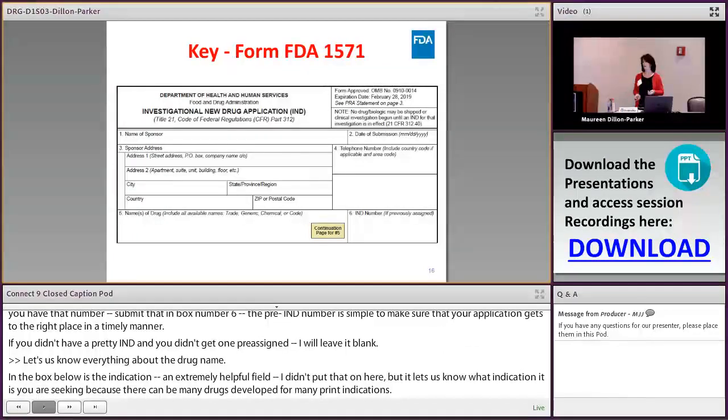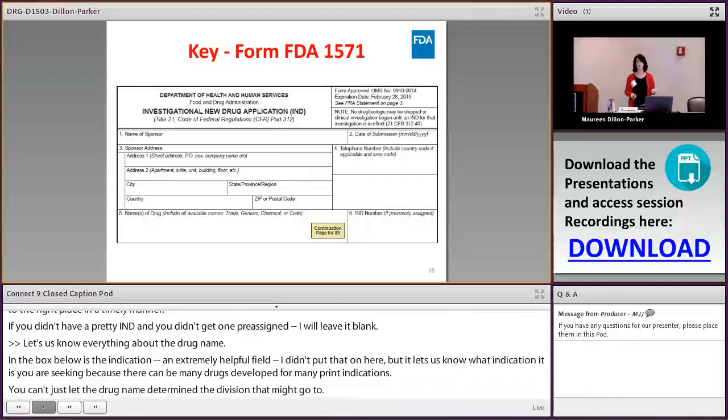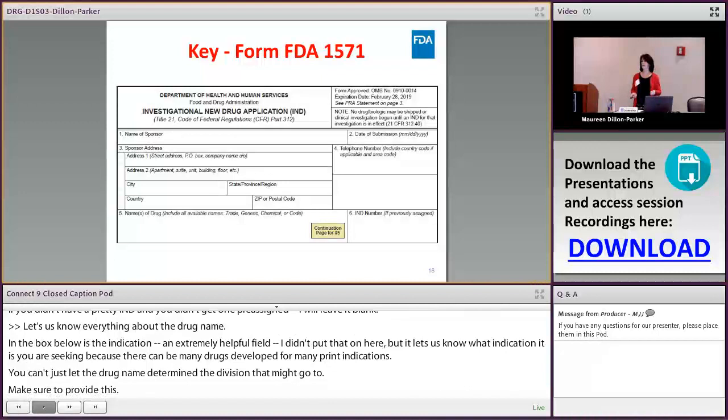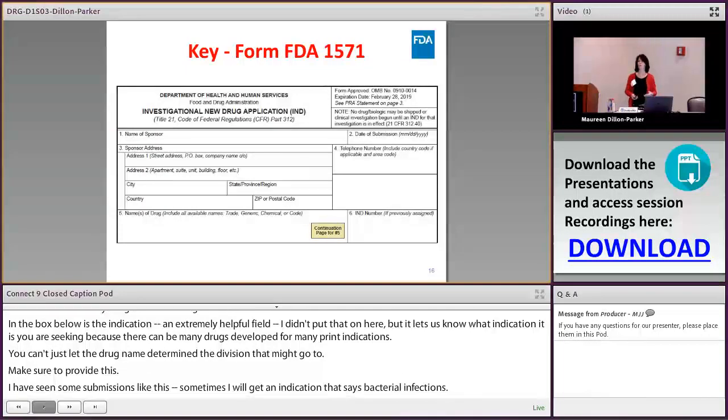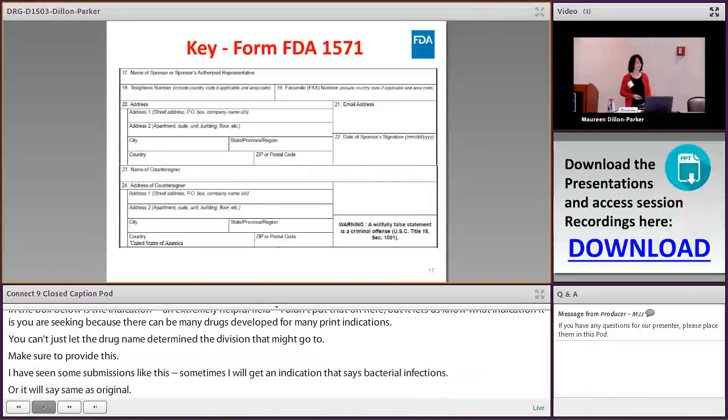I've seen submissions in our group, anti-infectives, where sometimes I'll get an indication that just says bacterial infections, or it just says infections, or it'll say same as originally approved drug. Well, when the document control room gets this, it really doesn't mean anything to them, and so the more specific you can be, the better.